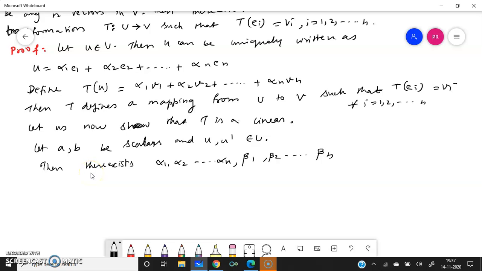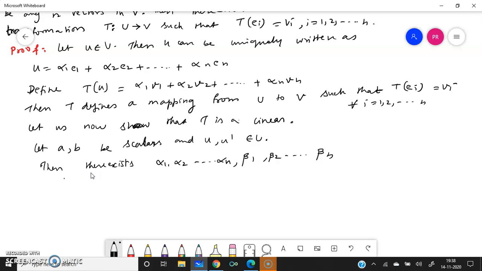What we have seen in the previous lesson is, let a and b be two scalars we are taking, and u and u dash belong to U. Because U has the basis e1, e2 and so on to en, any element of U can be written as a linear combination. Because of that reason, we can write u and u dash as linear combinations.